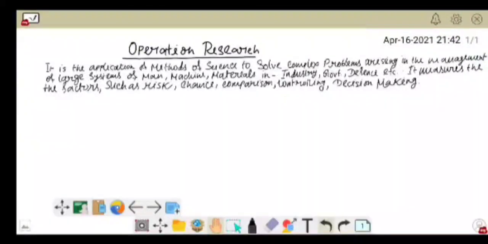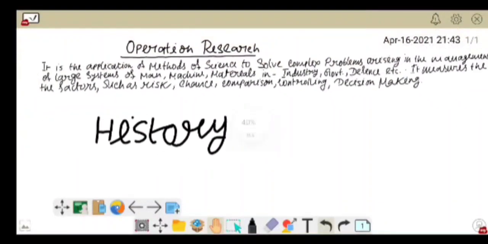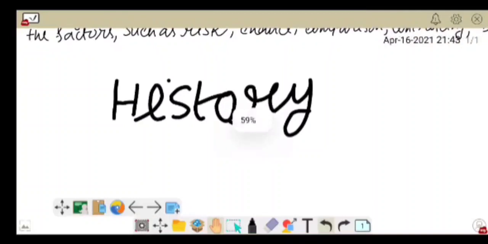So at first we should know the history of the subject, the reason this subject was discovered, and how this subject has arisen in our education system. So for that purpose, I have to go and recall history. So what kind of history is it?